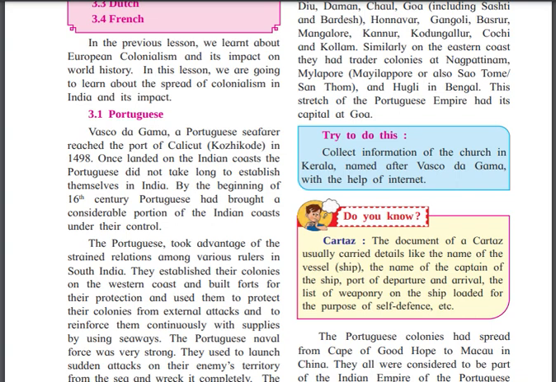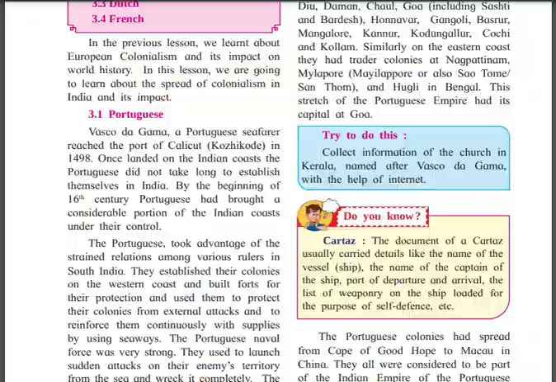By the beginning of the 16th century, which means around 1500, the Portuguese had brought a considerable portion of the Indian coast under their control. So by the beginning of 1500 Common Era, the Portuguese people had occupied some part of the coastline under their control. Clear? So the first person, Vasco da Gama, came to India and controlled some part of India.